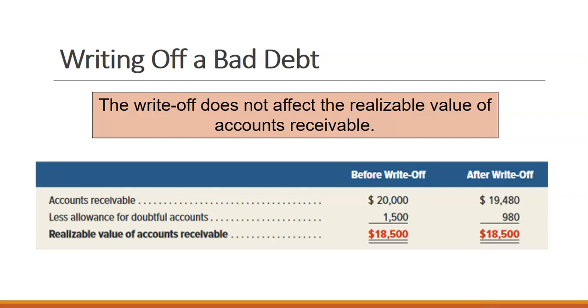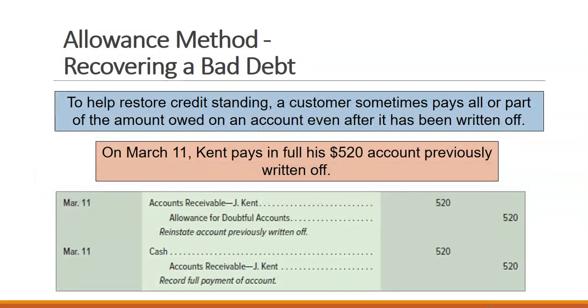That write-off does not affect the realizable value of accounts receivable, as we can see here. So before the write-off, the realizable value of accounts receivable was $18,500, and after the write-off, our realizable value is exactly the same. If then our customer pays us at a later time, we have to reverse the transaction that wrote off the account receivable. So we need to restore the account receivable on the books and then record that we received cash for that account receivable.